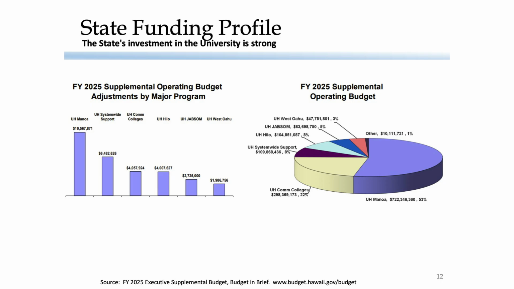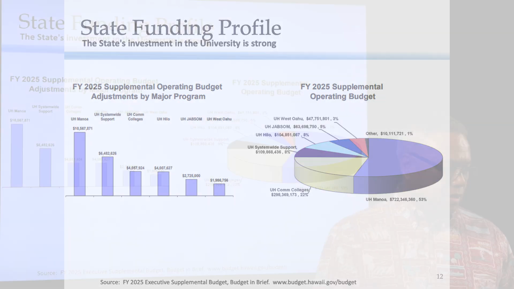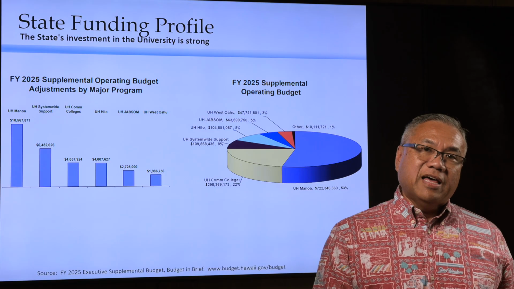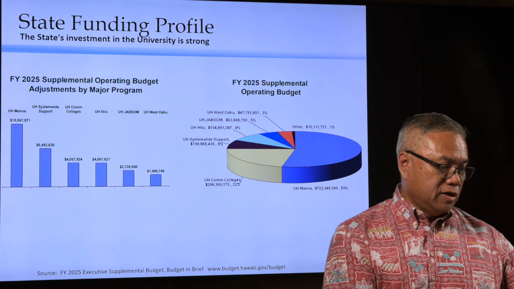And of course, the majority of the appropriation goes to one program ID, that being UH Manoa. It is the largest institution, largest campus, so that makes sense. But you'll also see how much of the funding that the university gets is distributed between the other campuses, West Oahu, Hilo, and then the programs that are under Manoa that are identified for separate program ID funding: JABSOM, the medical school, and the Cancer Center. Again, these levels of funding are pretty enviable, to receive that much funding appropriation from the state.